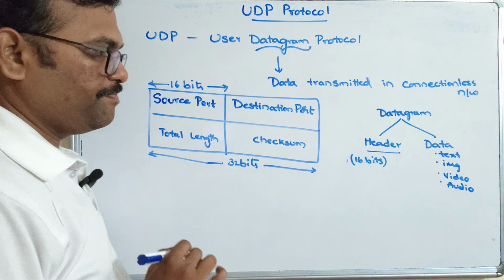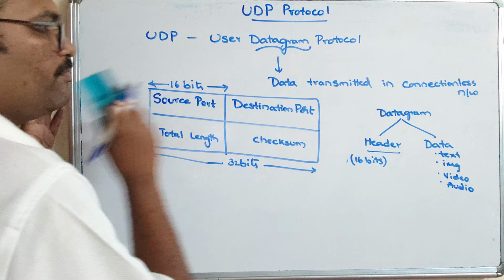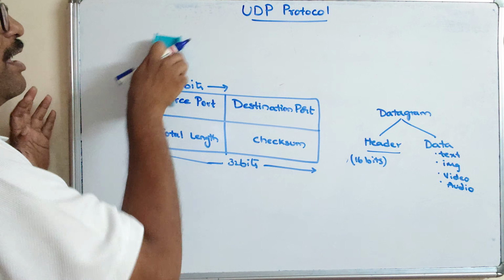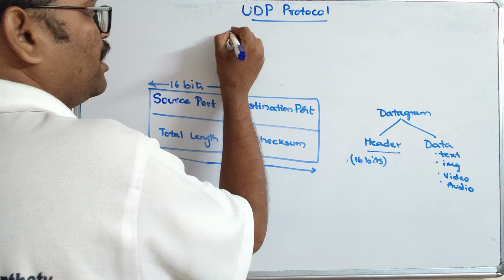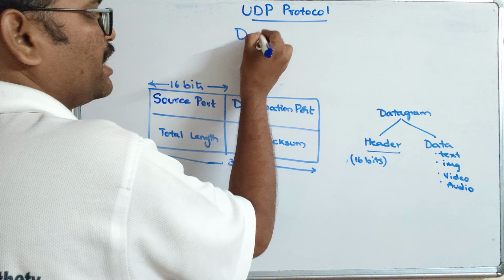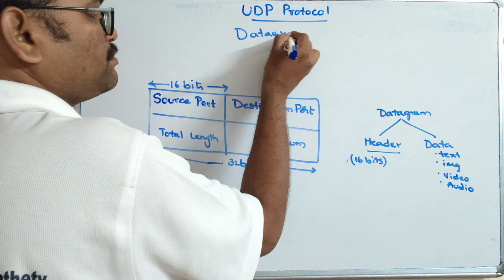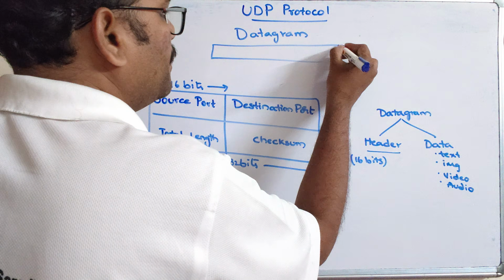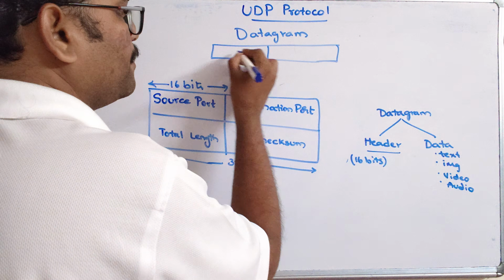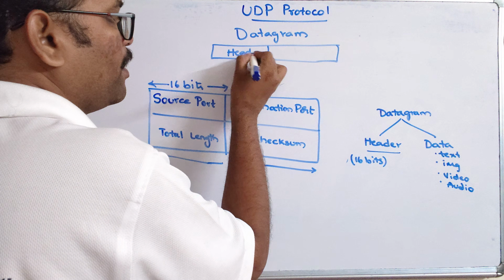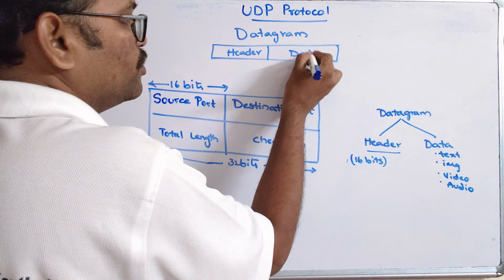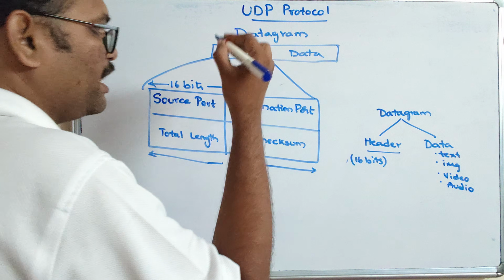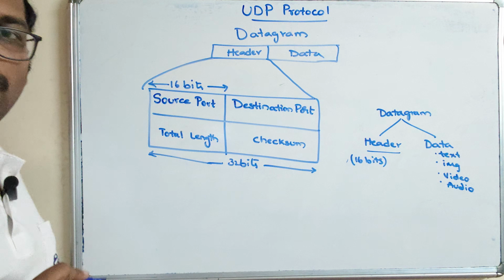Each is 16 bits. Okay, and what we are saying is the datagram. So if you consider it as a datagram, we'll be having some header and the data. So this header format is in this way. This is the header format.